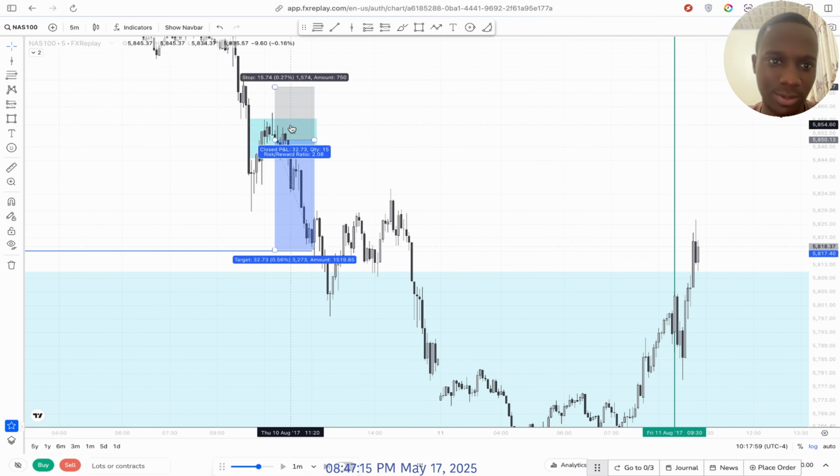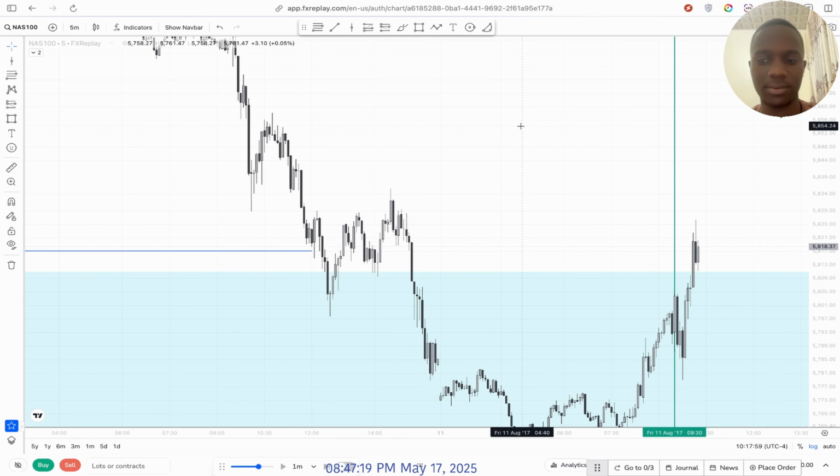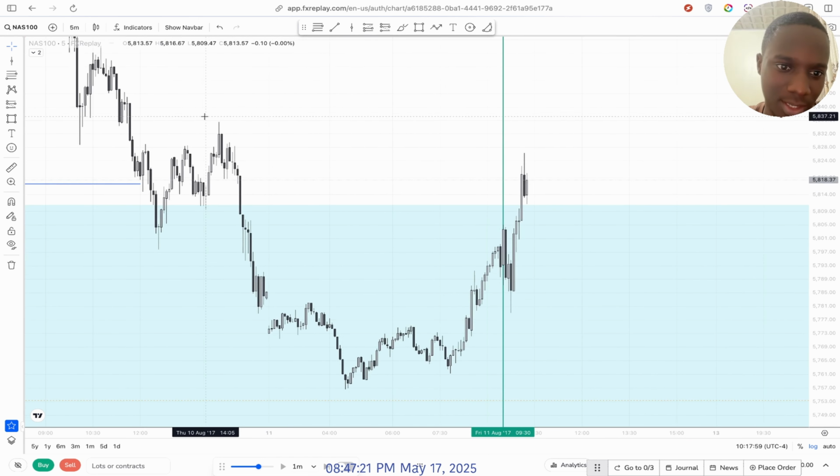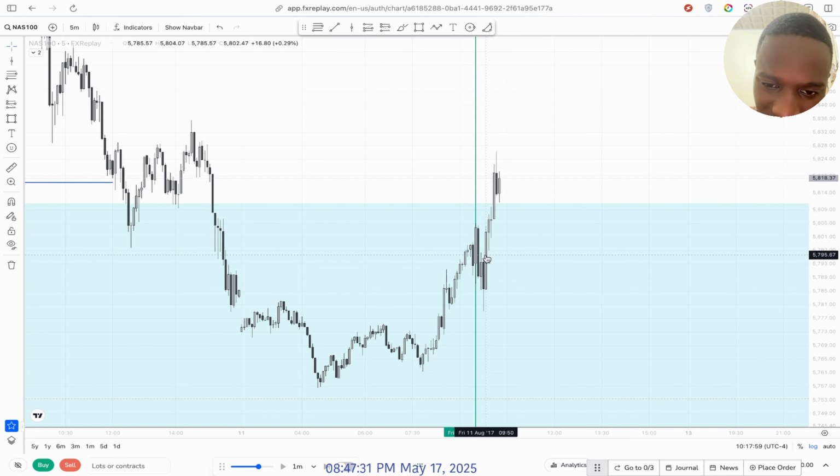Let's remove this. We also have this one, which means we might either take out this high or even respect this fair value gap. So let's see what the market has. You can see that we are already in the retracement of this fair value gap, and we have also another small one which was the first presented here.